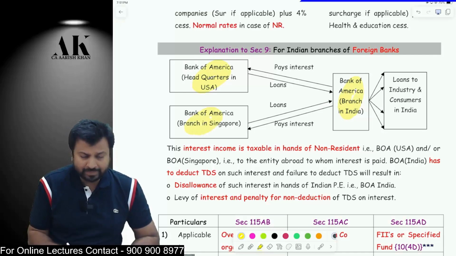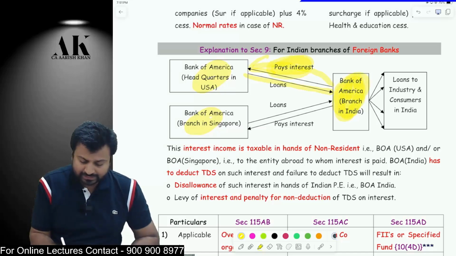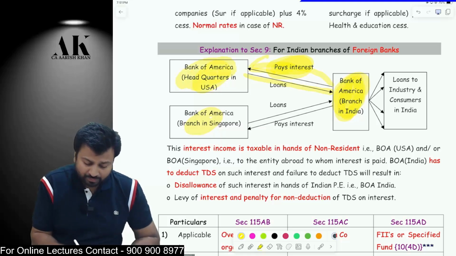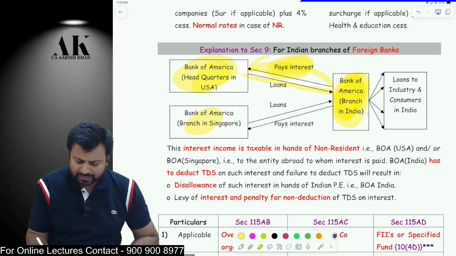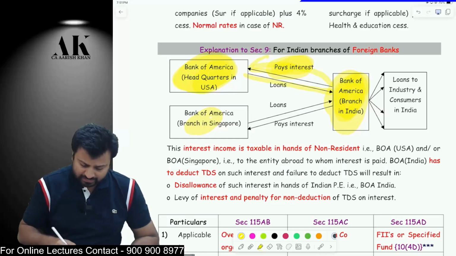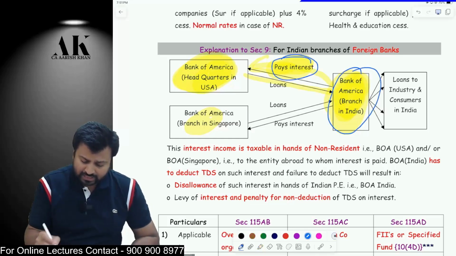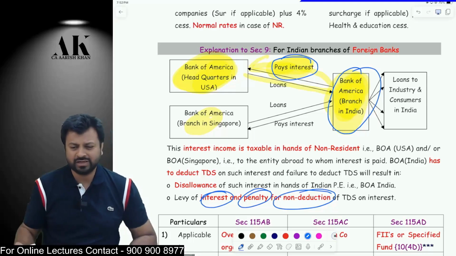Now this Bank of America headquarters is giving loan to the Indian branch, and in return they are paying interest. Now the Indian branch is getting deduction over here of the interest. Therefore the law says that because the Bank of America Indian branch gets deduction of this interest, it should also be taxable in the hands of Bank of America headquarters. Principle of equality. If you are claiming deduction over here, then you should also claim that as an income over here, and therefore this Indian branch is liable to deduct TDS on this. If they don't deduct the TDS on this, they will be liable for what? Interest and penalty for non-deduction of TDS. This is what this point wants to tell us.